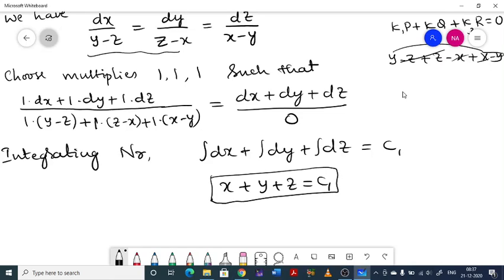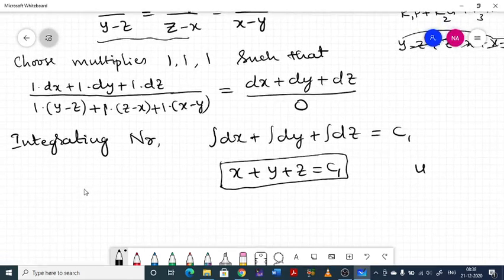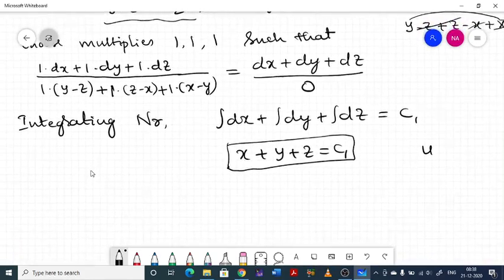function of u comma v. So here you got u. Next you have to choose one more pair of multipliers.